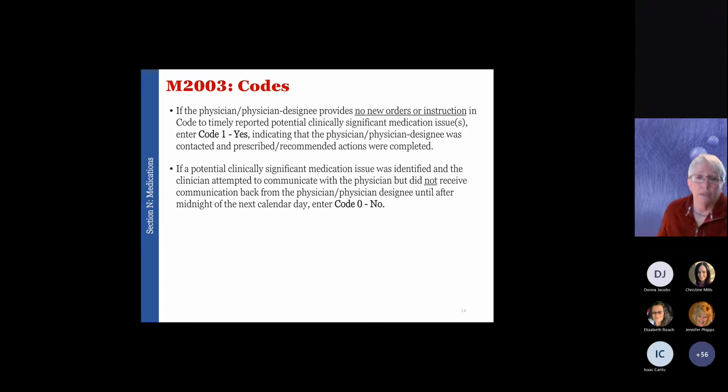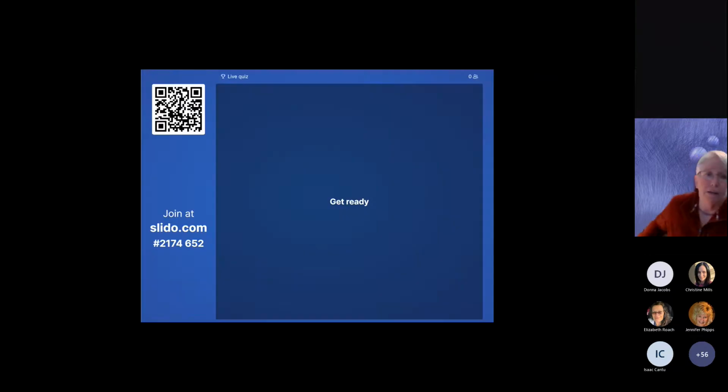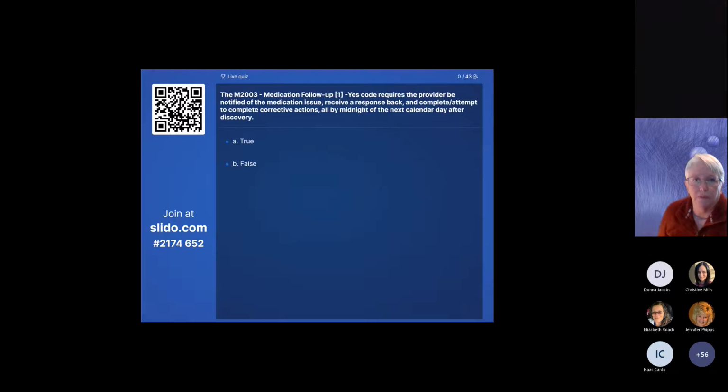All right, we got another Slido coming up. It says, get ready. Let's see if this is an open poll. Should be. There we go. The M2003 yes code requires the provider be notified of the med issue, receive a response back, and complete or attempt to complete corrective actions all by midnight of the next calendar day after discovery. Is that true or false?